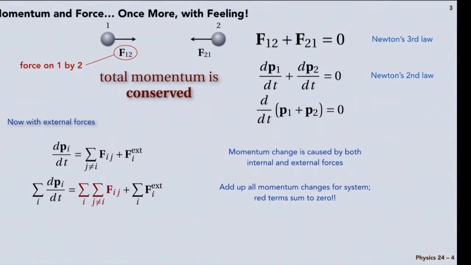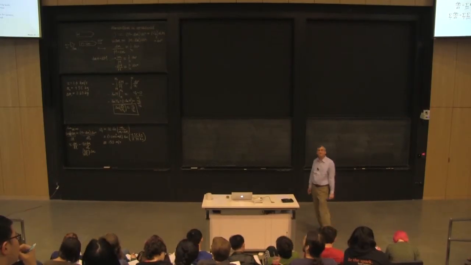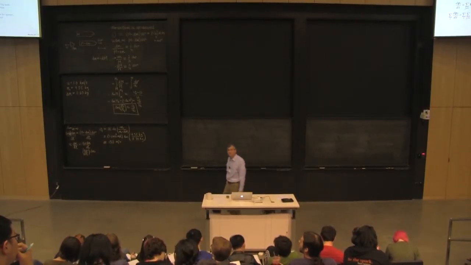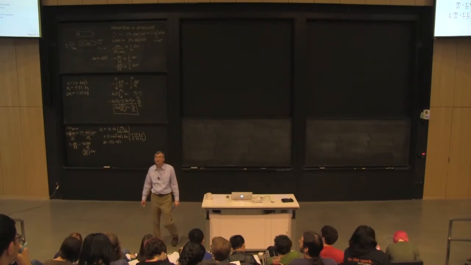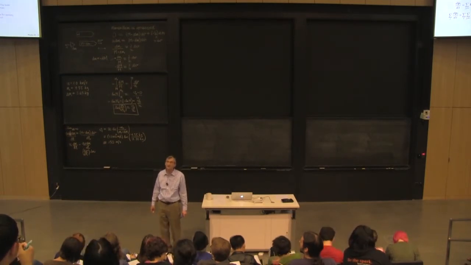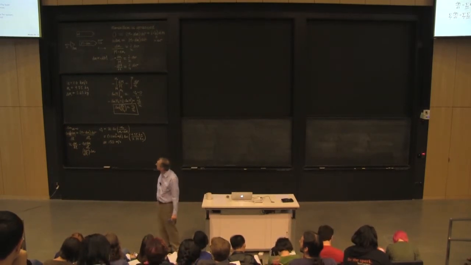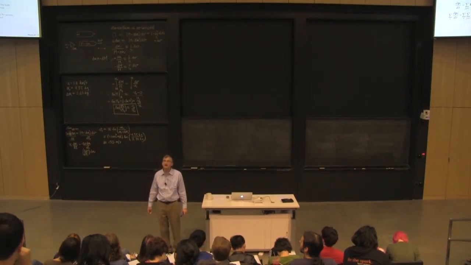Can someone make the argument for me why the red sum disappears? It must sum to 0. Yeah? Because that represents the interactions between all of the particles in the system, and so for every force of i on j, it's canceled out by the force of j on i.